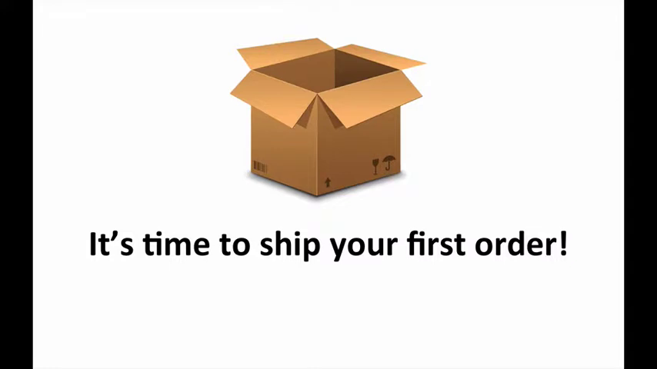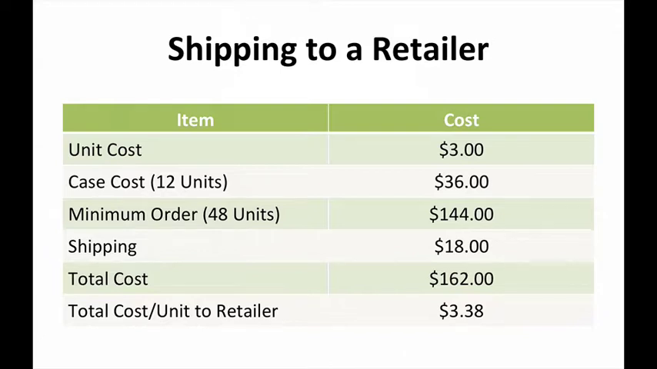So the scenario is that it's time to ship your first order. If you're shipping to a retailer, let's just say the unit cost is $3. You have a case cost of 12 units, so there's $36 total. Minimum order is 48 units or 4 cases, so it's $144. Then you tack on shipping, so you have a total cost of $162 to ship the order to a customer, let's say in Massachusetts. So your total cost per unit to the retailer goes from $3 to $3.38.